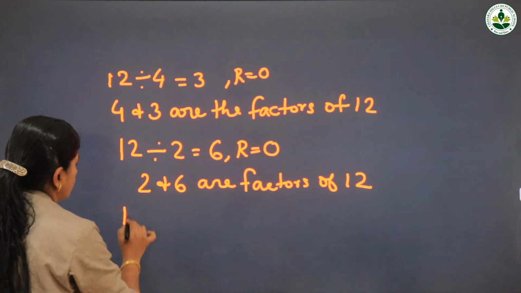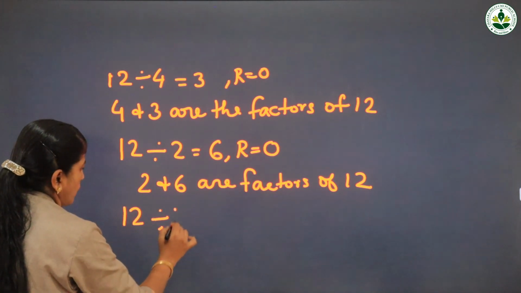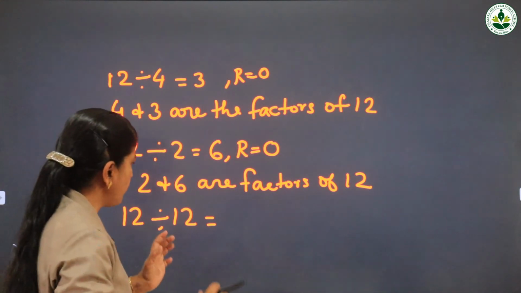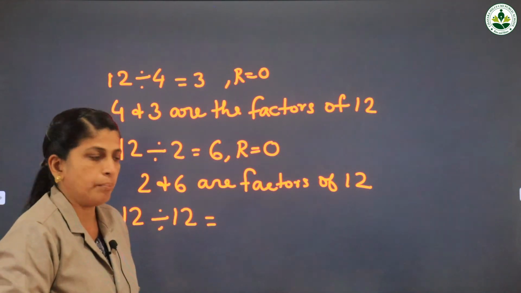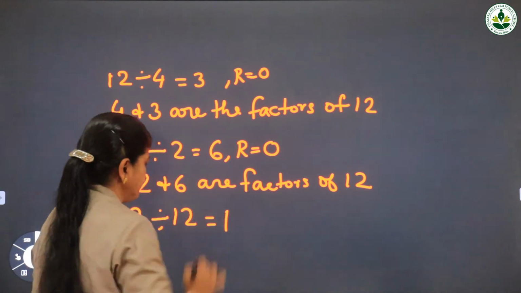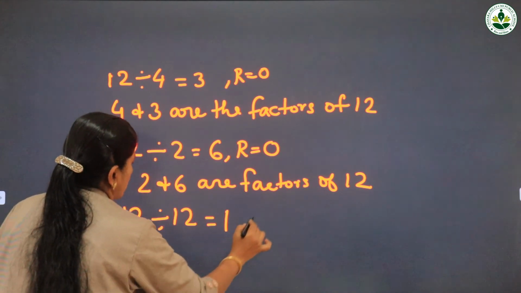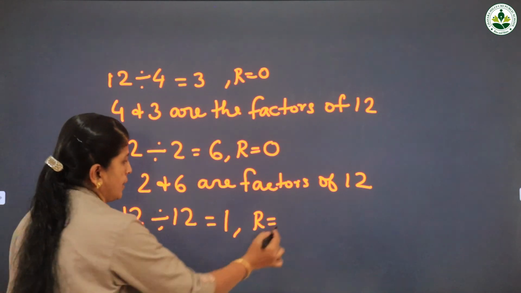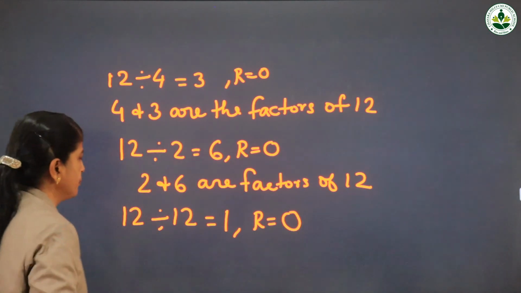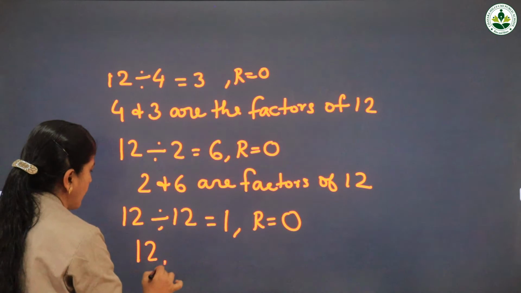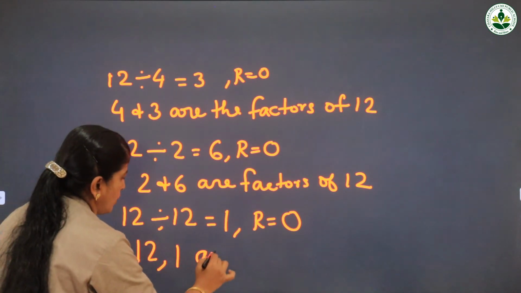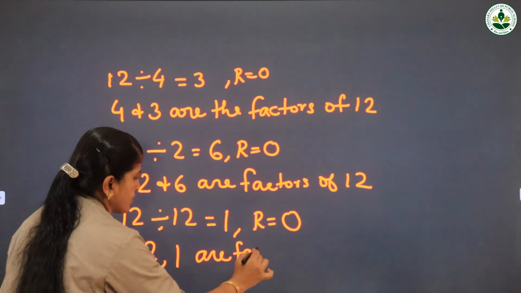Therefore, there are two more factors for 12. When we divide 12 by 12, what will we get? When we divide a number by the same number, 1 is the quotient. Therefore, here also 12 is completely divisible by 12. That means remainder is 0. Therefore, 12 and 1, the divisor and the quotient, are the factors.